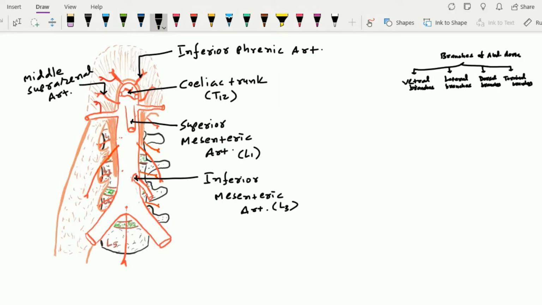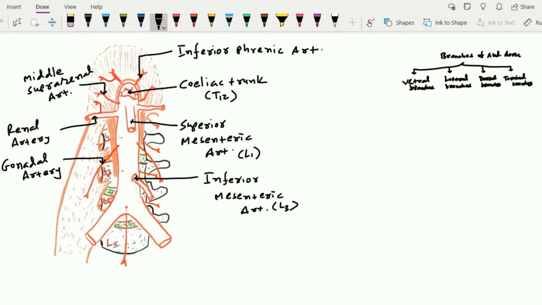The larger lateral branches of the abdominal aorta are the renal arteries, which are going to supply the kidneys. And just below the renal artery we find one more lateral branch, the gonadal branch, which is the testicular artery in case of male and the ovarian artery in case of the female.